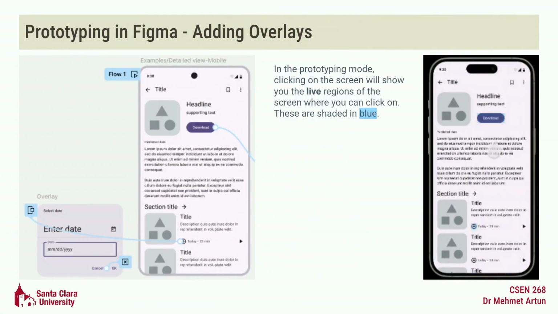The other thing in Figma that's sort of used is, for example, overlays. Okay, the overlay is, for example, you click on this little button, right, and it will pop up a date overlay. Okay, and how it looks in real life is this.